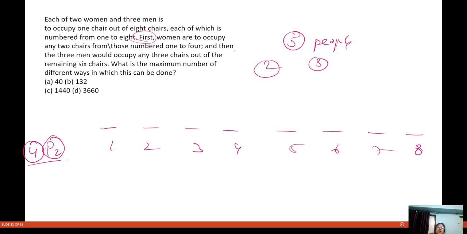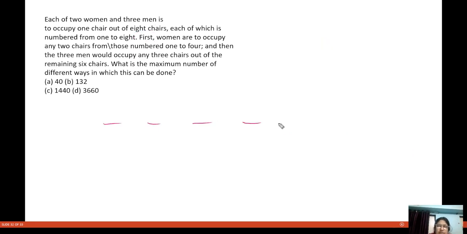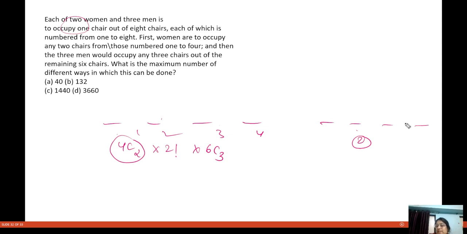Fine. Now the three men. We have these 8 chairs. Two women can select among four places in 4C2 ways, but then arrangement will also matter, so factorial 2 ways. Now six places are left. The men can choose three chairs out of these six chairs in 6C3 ways, and then arrangement is also mattering, so factorial 3 ways.